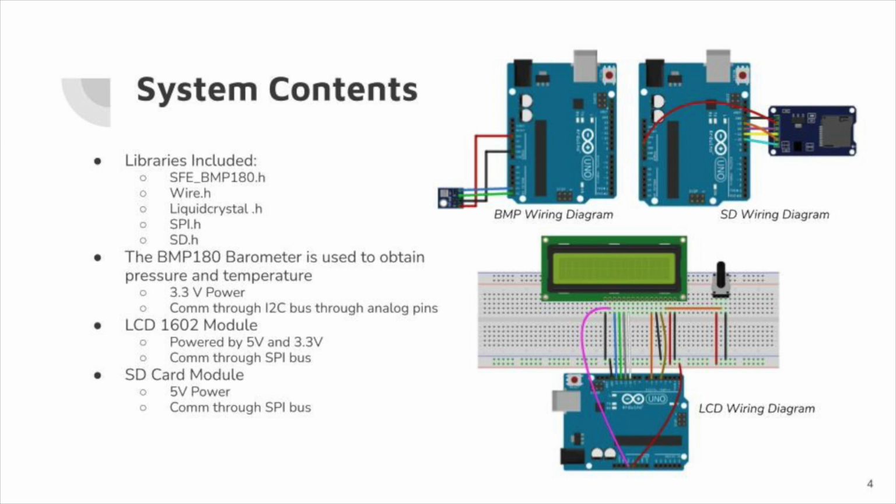The BMP 180 takes 3.3 volts from the Arduino and communicates via the I2C bus through analog pins 4 and 5. The LCD module is powered by both the 5 volt and the 3.3 volt outputs on the Arduino, and it communicates with the Arduino through the SPI bus. The SD card module requires 5 volts of power from the Arduino, and it communicates with the Arduino through the SPI bus.